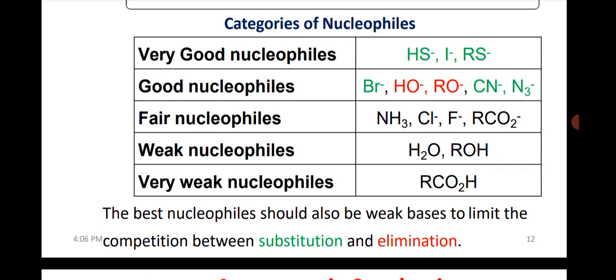By the category of nucleophile we will be able to draw the conclusion that substitution is preferred over elimination in the presence of a very good nucleophile, because a very good nucleophile will act as a weak base, and if the base is strong it will go toward the elimination reaction.